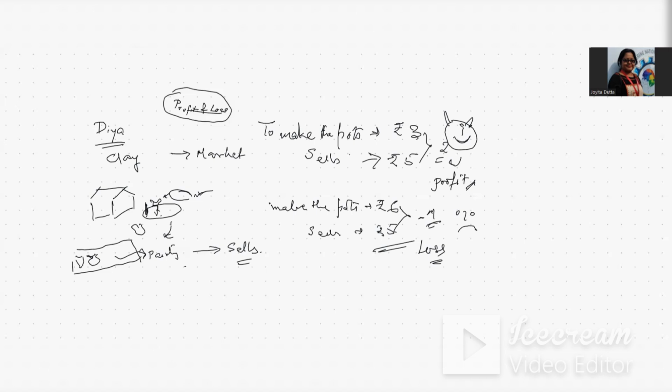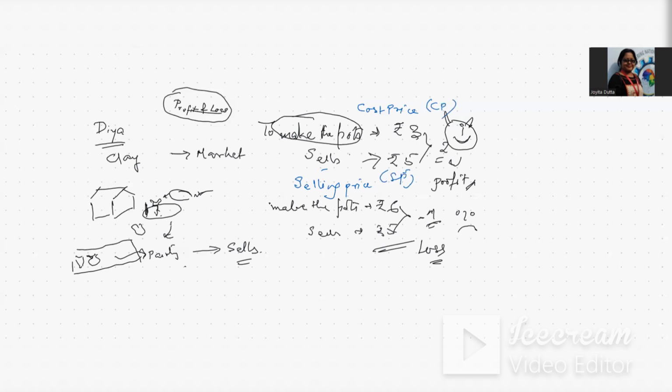Now, to understand things based on money, there are a few terms. Whatever the cost required to make the pots, she called it cost price. And whenever she was selling it, the amount she sells it for is known as selling price. So this is CP and this is SP.